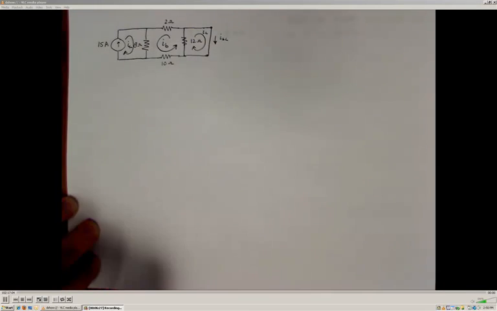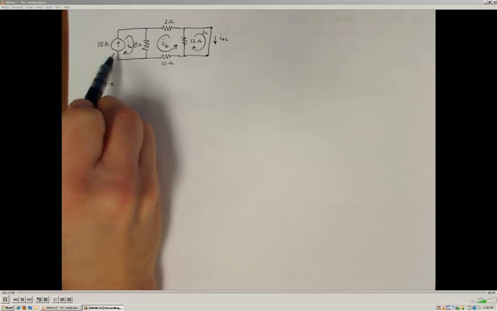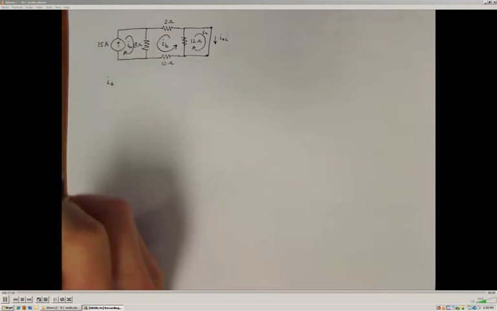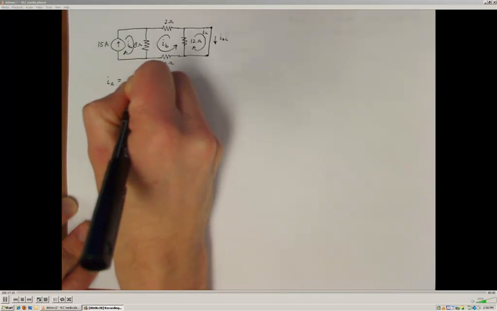we still get the correct results. Alright, so we already know, again, just like last time, that since there's this 15 amp current supply in here, that the current in mesh IA has to be 15 amps.